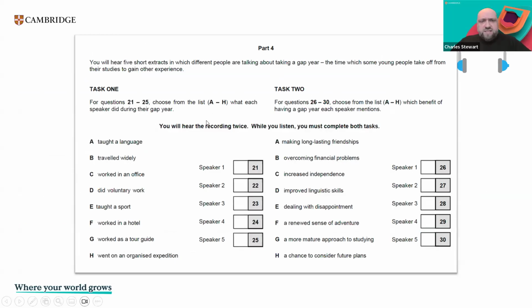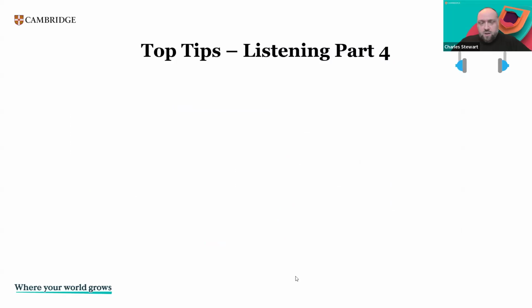So in part four, the reason that it's challenging is you will hear five extracts or five speakers speaking about the same subject. But while you listen to each of them speak, you're asked to do two different tasks at the same time. So here, matching A through H with the speakers one through five, and here, A through H, matching with speakers one through five. So, how do we do this portion of the exam?